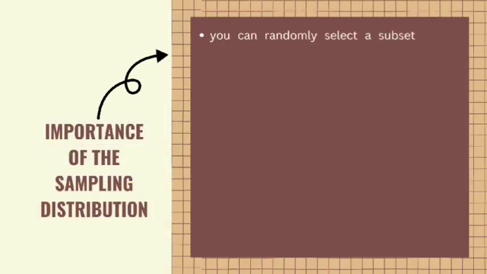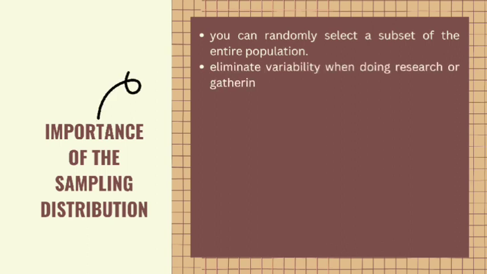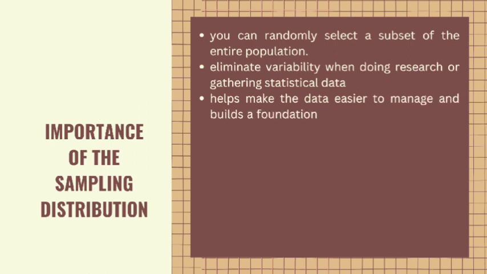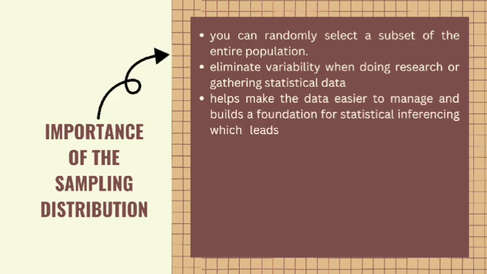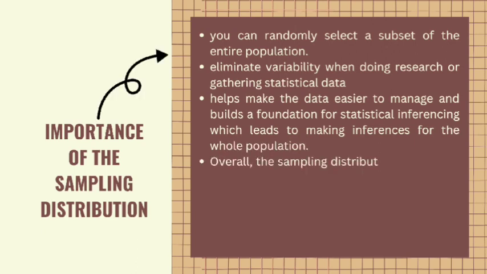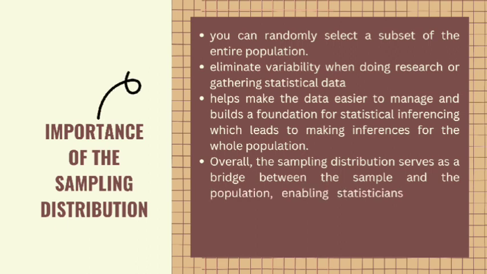Importance of sampling distribution. We all know that populations are typically large in size. That's why it is important for us to use a sampling distribution so that we can randomly select a subset of the entire population. Doing so will help eliminate variability when we are doing research or gathering statistical data. It also helps make the data easier to manage and builds a foundation for statistical inference.